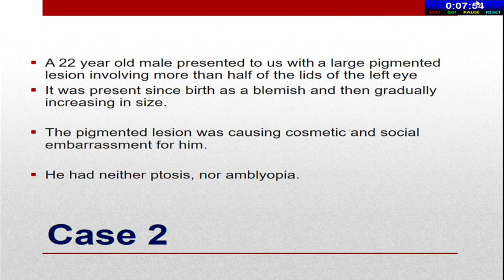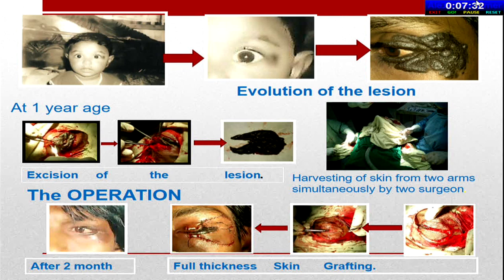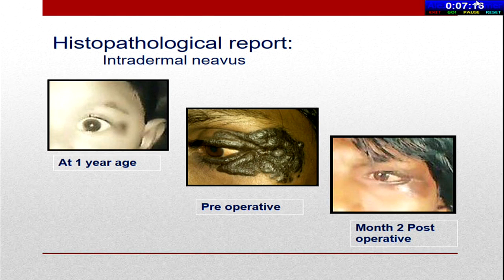This is a case about a boy, a man, I must say. He was a 22-year-old man, and he came to us with a large pigmented lesion in his left lid, upper and lower lid. It was a birth blemish which was gradually increasing in size. So it was an embarrassment for him. The diagnosis was, you can see, kissing nevus. And here we did en bloc excision of the lesion and then a skin graft. This is the outcome.